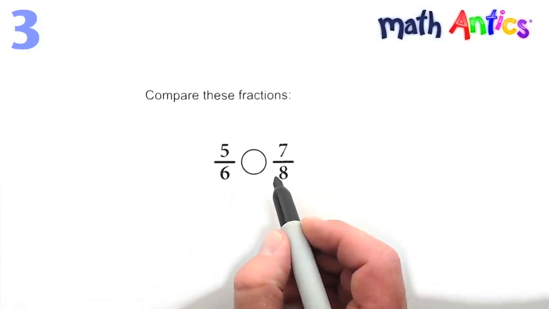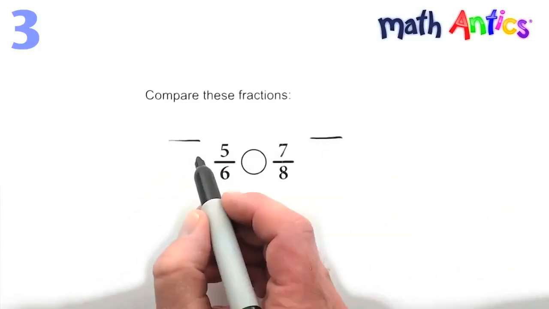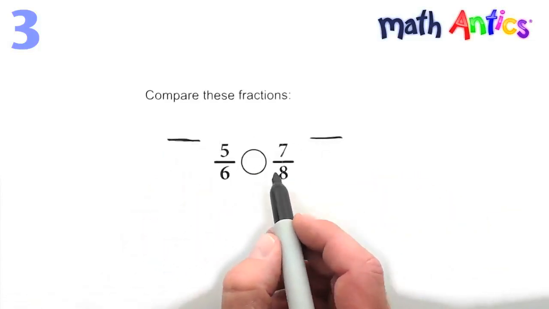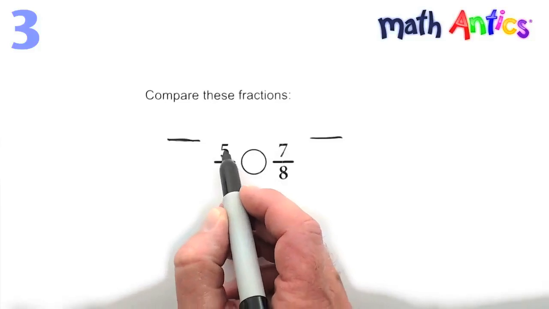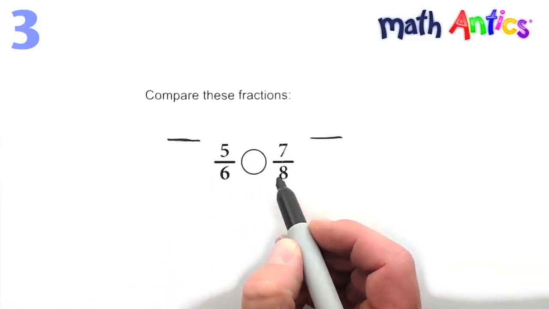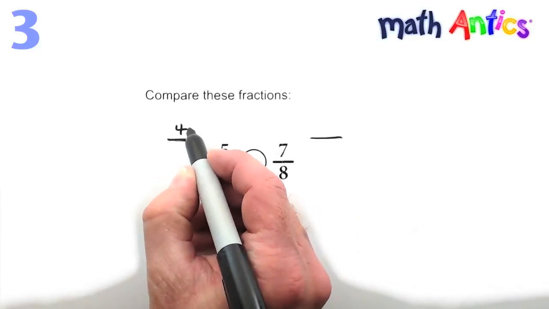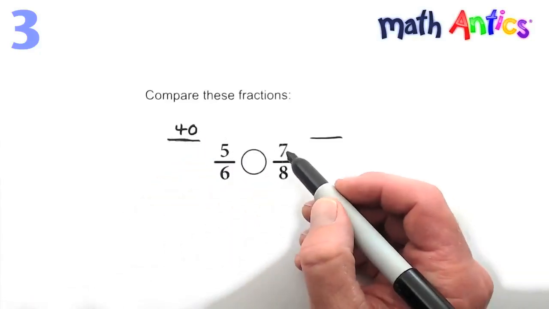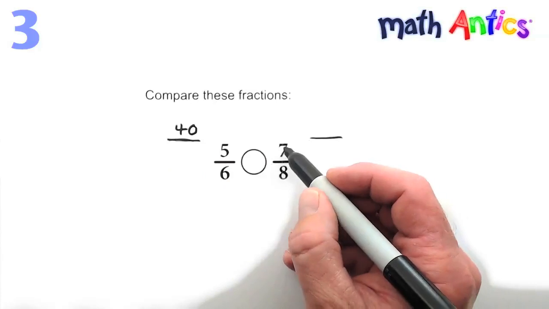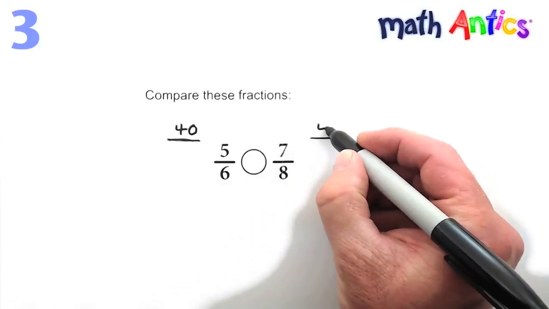And in that cross-multiplying trick, what we do is we're going to get a number on each side. The number on this side we're going to get by cross-multiplying, or multiplying these two numbers, the top number of the first and the bottom number of the second. So 5 times 8 is going to give us 40 on this side. And then for the other side, we'll cross-multiply the 7 and the 6. 6 times 7 is 42.